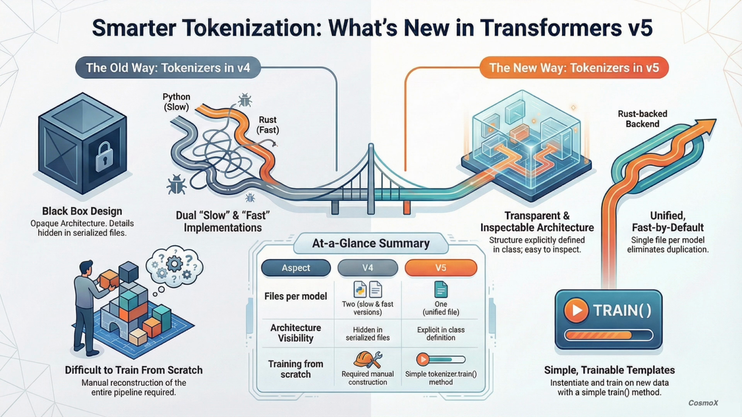Okay, but hang on. If that Rust backend was so fast and so solid, why did everyone complain about the V4 implementation? Why was it such a nightmare? It was a maintenance disaster, plain and simple. The biggest problem was opaqueness. In V4, you couldn't just load, say, a llama tokenizer and easily see how it handled whitespace or even what core algorithm it was using. That information was completely buried. It was a black box.